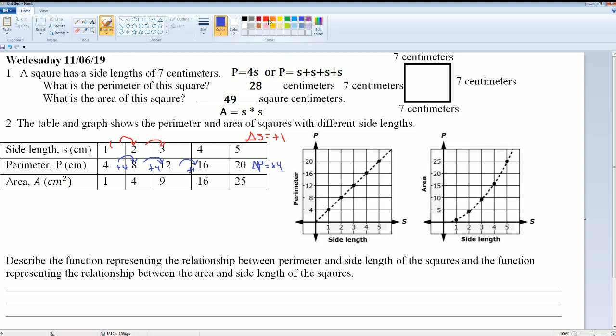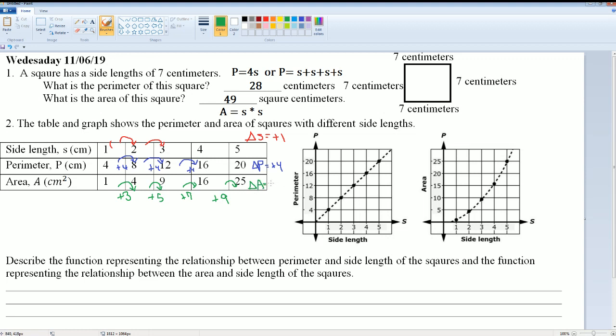And what color can we make that? Let's make this green. Area, so we can use delta A. This looks like it's add 3. This looks like 4 to 9 is add 5. 9 to 16 is add 7. 16 to 25 is 9. Huh. Delta A is what?